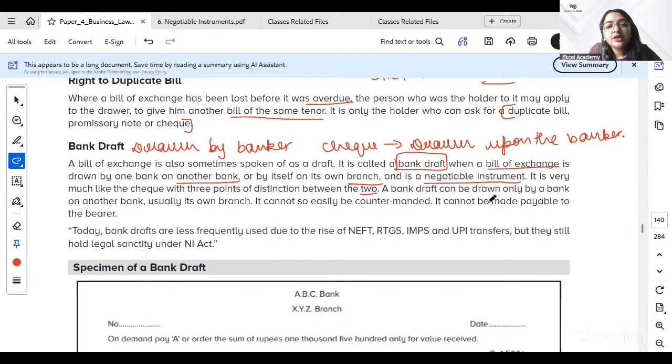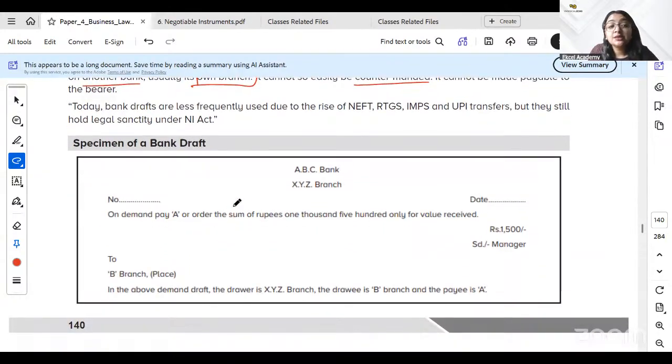A bank draft can be drawn only by a bank on another bank, usually its own branch. It cannot so easily be countermanded. It cannot be made payable to the bearer as well. We saw that their usage is less frequent, but it is still legally valid under your Negotiable Instruments Act. Next we move on to the specimen of a bank draft.